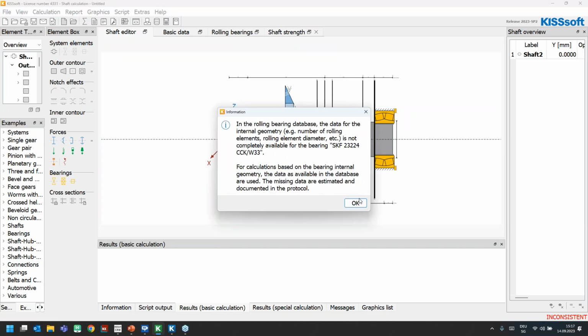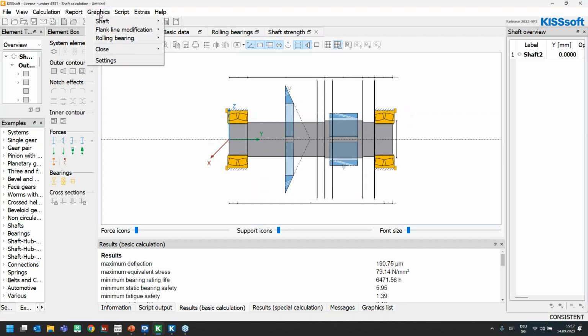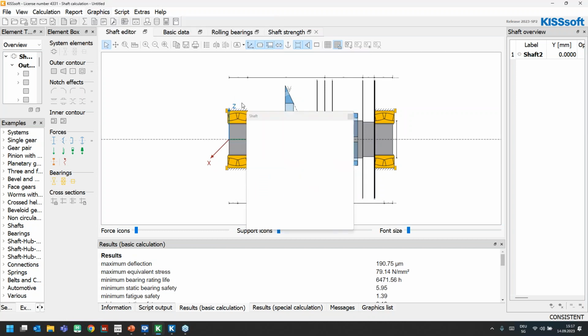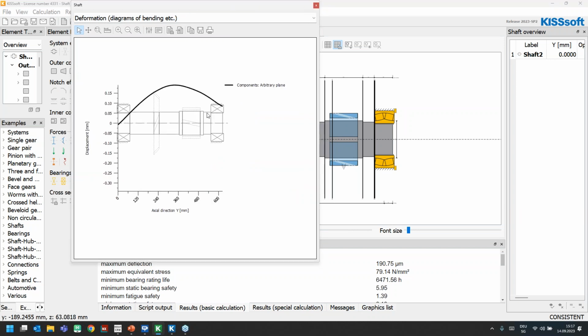And what we will see is, if we go under graphics, shaft and deformation, so this is basically the shaft bending, right? And since we are analyzing this particular gear mesh, we can see that the gear is actually tilting, and there is a torsional effect also.